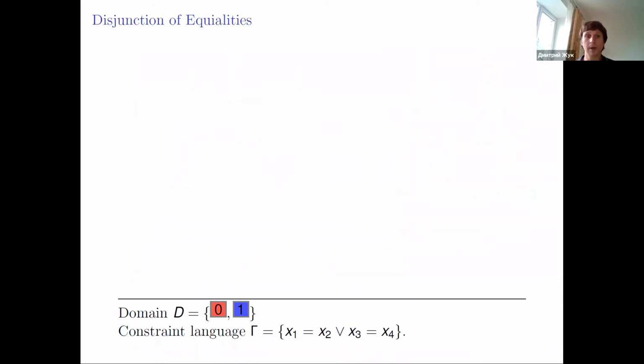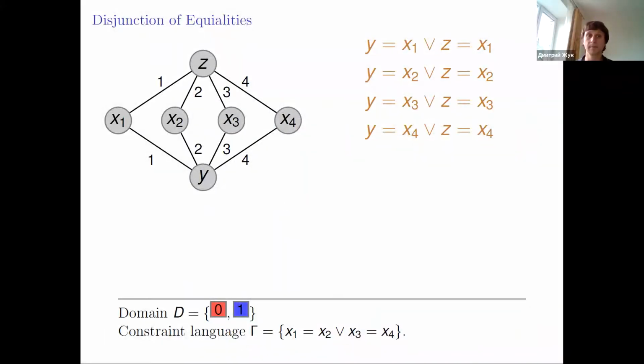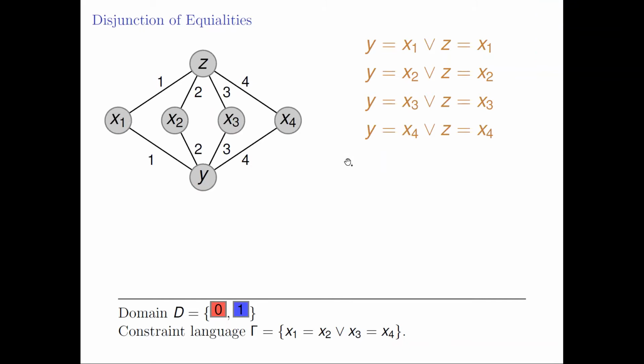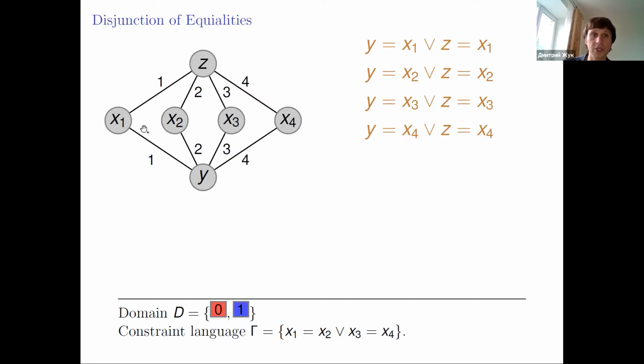So again, I just erased what I don't need. Consider this instance. I have these four constraints, which means that I have one variable in the bottom, one variable in the top, and I have many variables in the middle. They should be connected to one of them, and this dichotomy would be part of the reduction. So what we see on the picture is that every variable xi should be connected either to y or to z. And every variable in the middle should be connected either to y or to z.